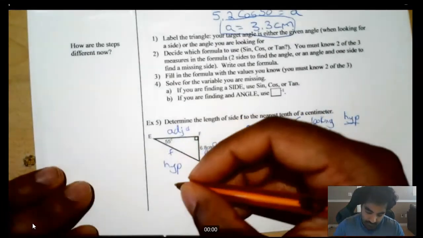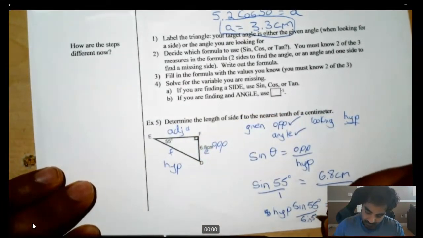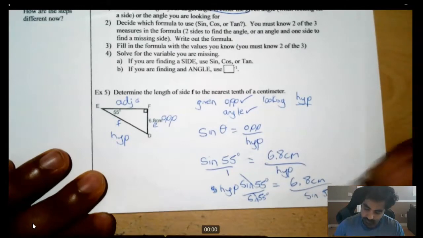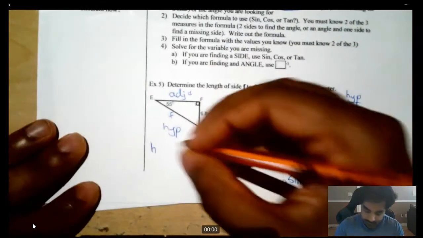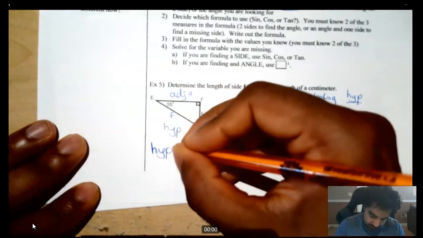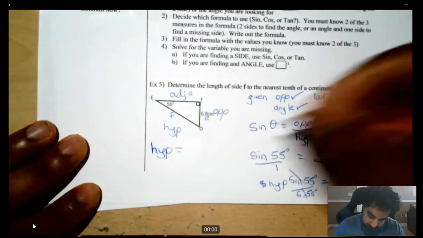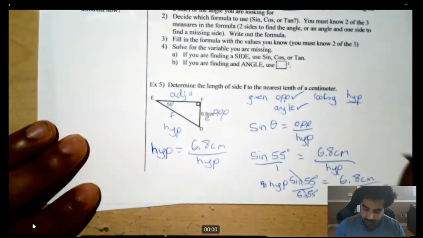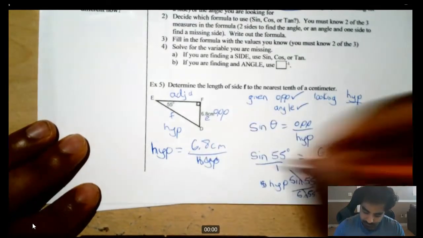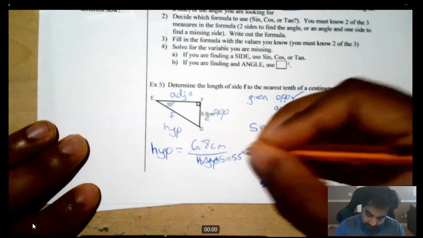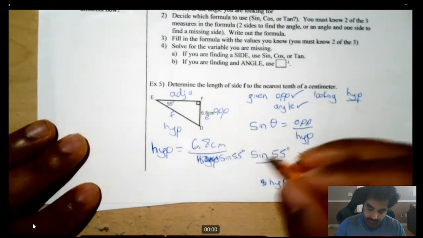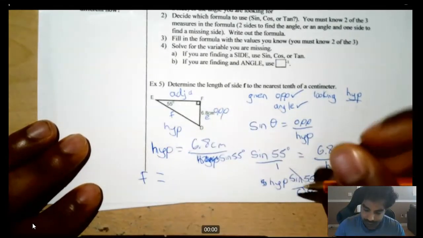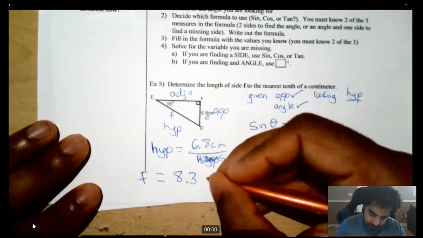So maybe I'll write it over here. So let's divide this by sine 55 to show you. This crosses out, and this divided by sine 55 degrees. Okay, so rewriting that out a little bit nicer. Hypotenuse, and maybe I should have wrote down F because that's what they're telling us to find, F, but 6.8 centimeters divided by sine 55. Right, and then this is going to equal, on your calculator, if you do that out, and I'll change hypotenuse to F because that's what they want, 8.3 centimeters.